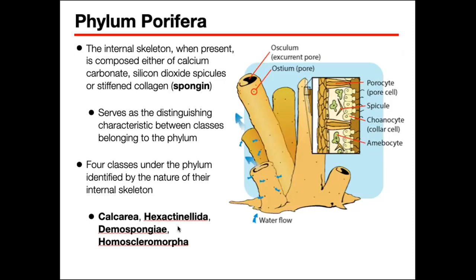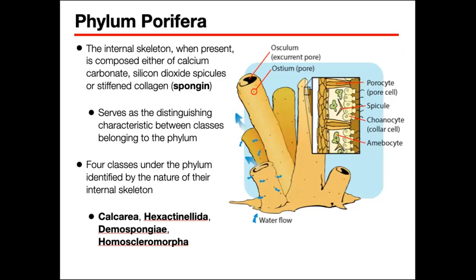We also have Hexactinellida, wherein yung kanyang spicules naman are made up of siliceous hexactin. Okay? Silica and hexactin. Okay? And you have Demospongiae. Yung kanyang spicules naman are needle-like and is usually made up yung ating stiffened na collagen that we call yung spongin. Okay? And we have Homoscleromorpha.